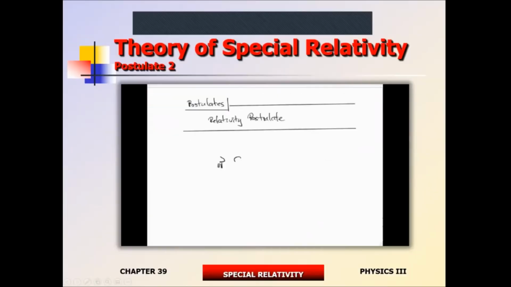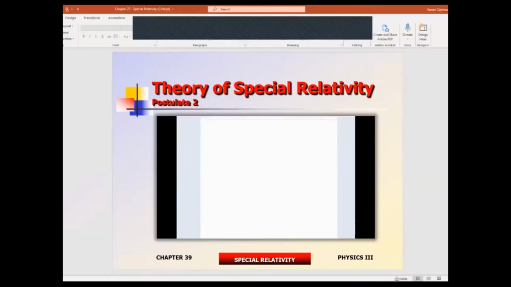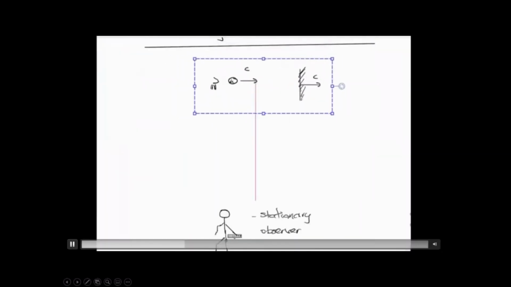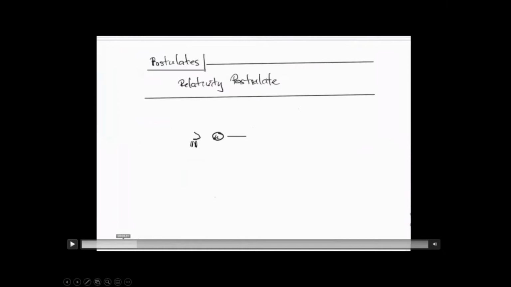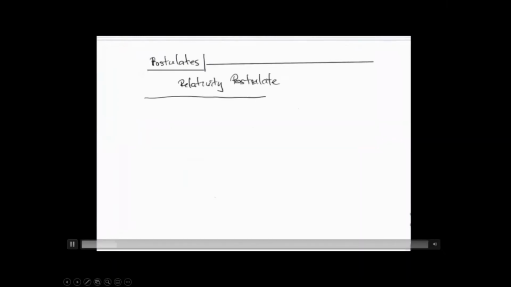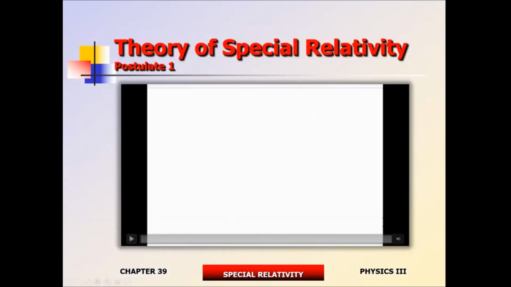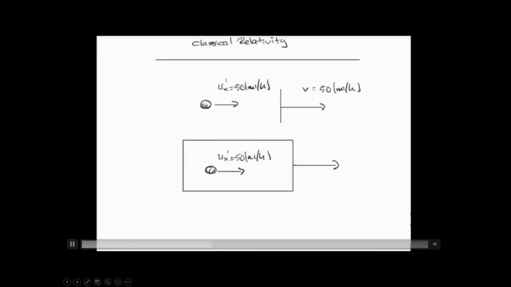Okay, good. Because we need to start focusing on the symbols. Okay, that's interesting. All right. Okay, so u sub x prime. All right, so let's go forward. Okay, so we got the postulate number one.